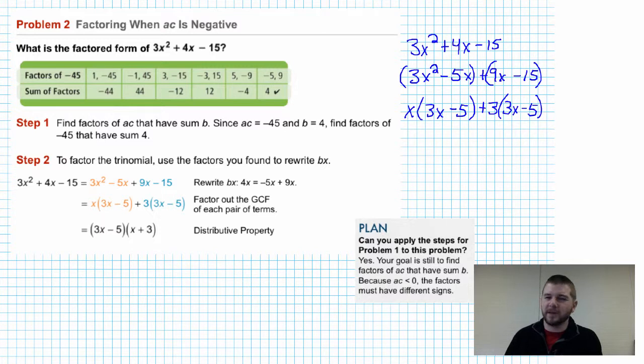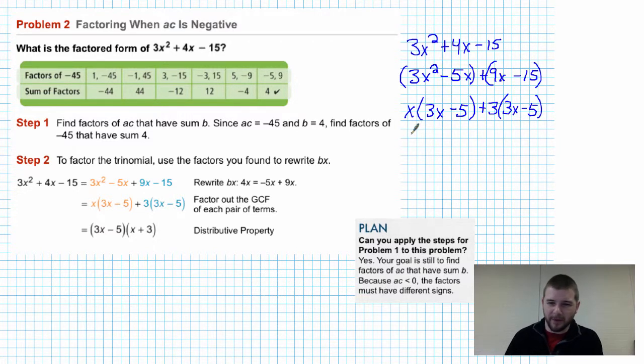Once again, it should be noted that at this point your binomials should match. If they don't, there are a couple things to check. One, perhaps you didn't factor out the greatest common factor. Perhaps you'll find that one or both of your binomials can be factored further. And two, if your binomials don't match, perhaps you should change the order of, in this case, minus 5x and plus 9x.